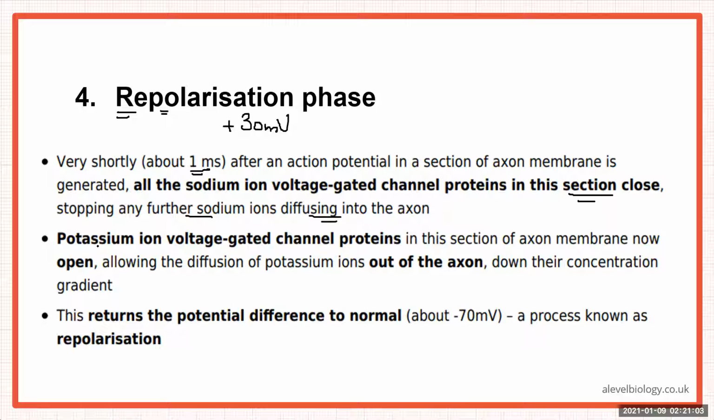This is the time when voltage-gated potassium channels would open and allow potassium ions out of the axon, because now the potential has to be taken back towards the resting potential, right? The action potential has already been generated. Potassium ions are also positively charged, remember, so they are now pumped out of the axon. Again, this is down the concentration gradient, because we had more potassium ions inside. Because of that, the potential difference, which had reached plus 30 millivolts, returns to normal, which is minus 70 millivolts. This whole process is known as repolarization.